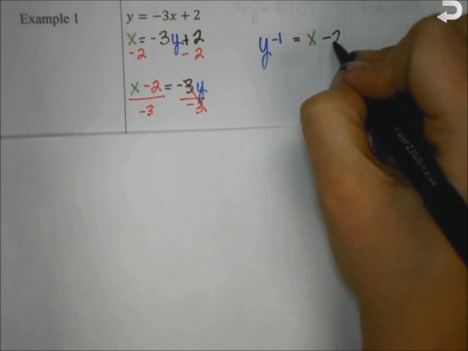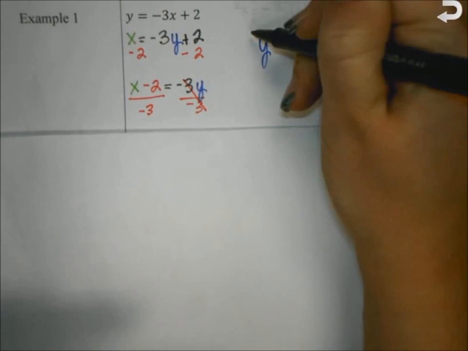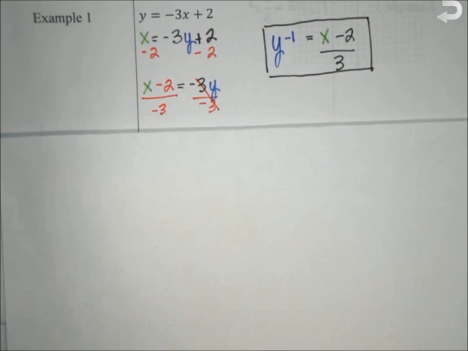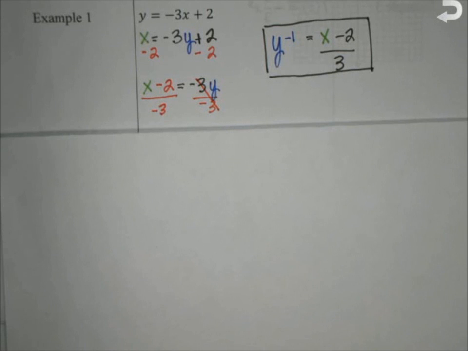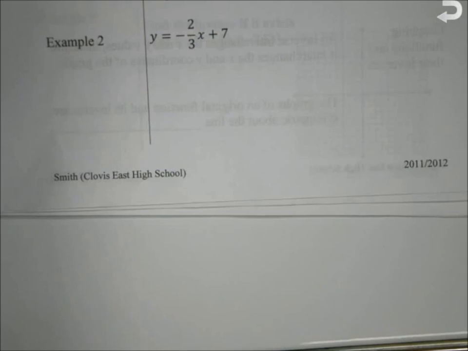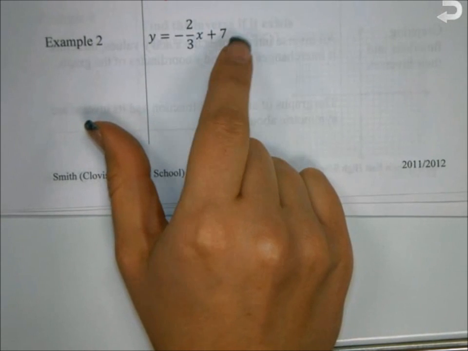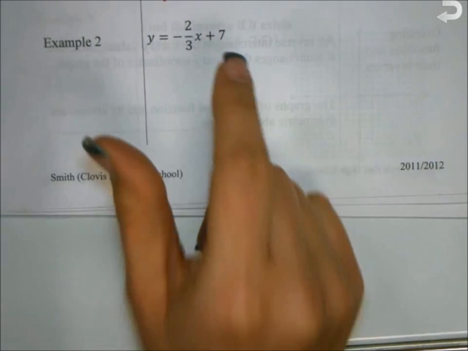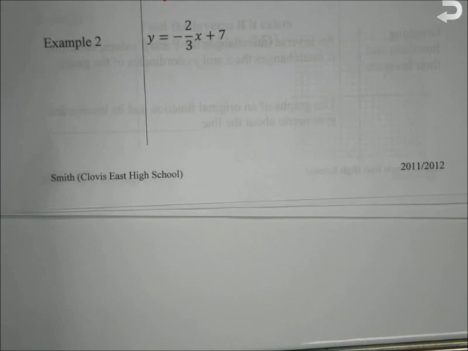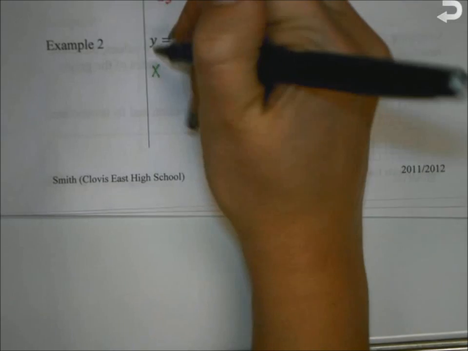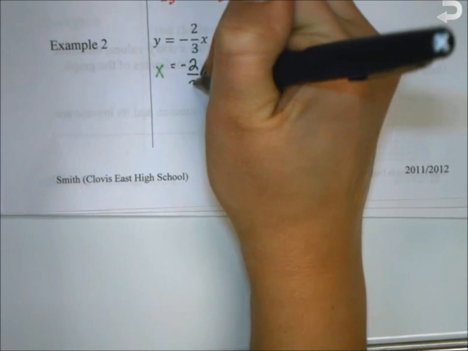And that's our answer. That's all we have to do. Okay, so y equals -2/3 x plus 7. So what we want to do, first step, is switch the x and the y. So this is actually going to be rewritten as x equals -2/3 y plus 7.